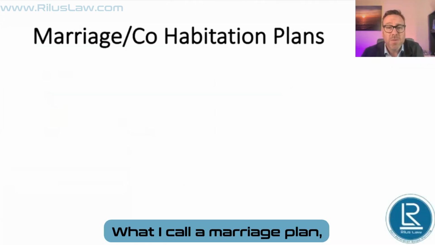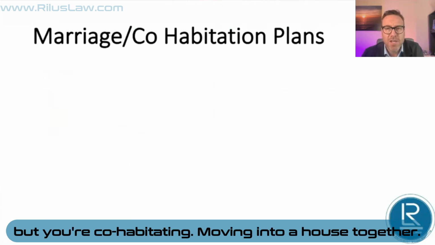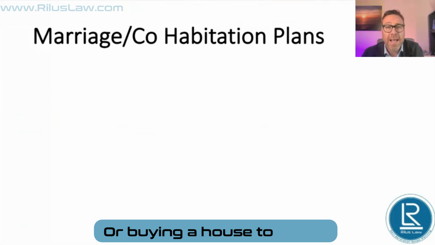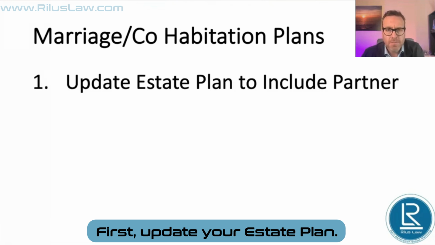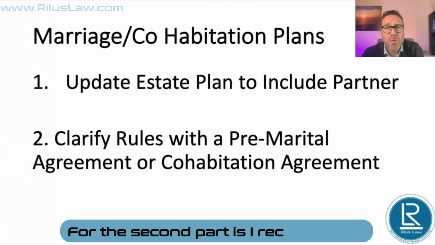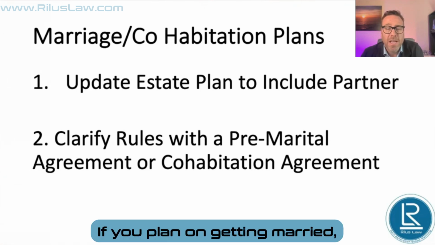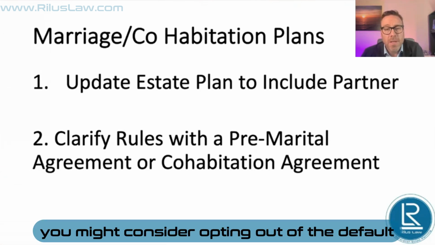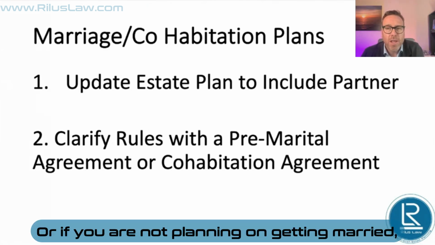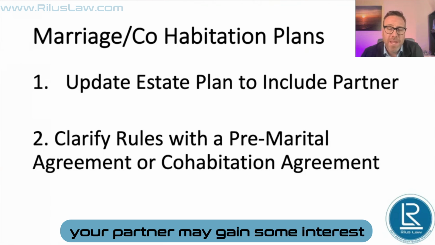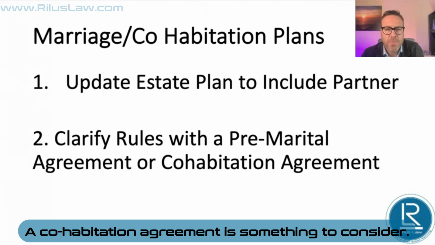What I call a marriage plan, or if you're not planning on getting married but you're cohabitating, moving into a house together, or buying a house together, it's a good idea to, one, update your estate plan. And the second part is I recommend clarifying the relationship. So if you're planning on getting married, you might want to consider opting out of the default community property rules. Or if you're not even planning on getting married, your partner may gain some interest if you're living in a property together. Cohabitation agreement, something to consider.